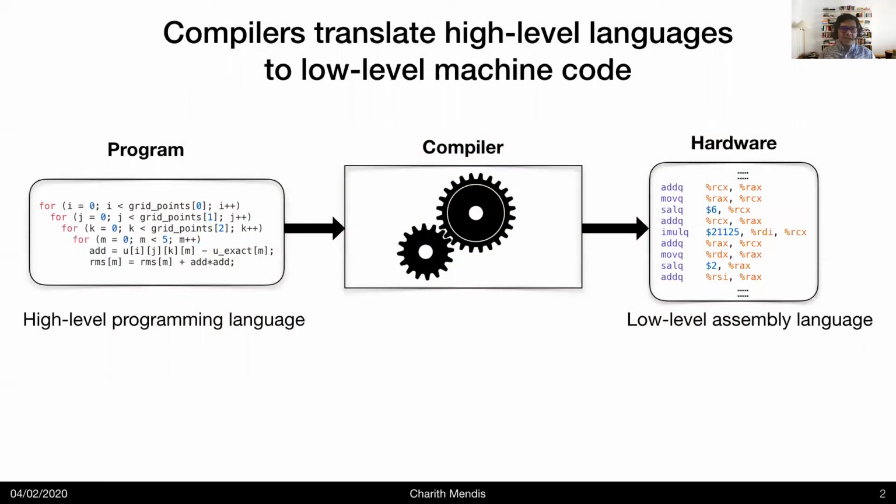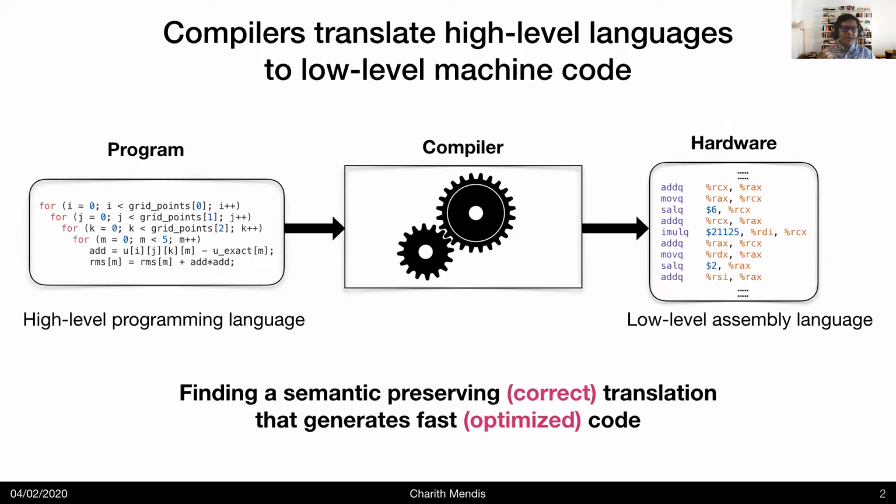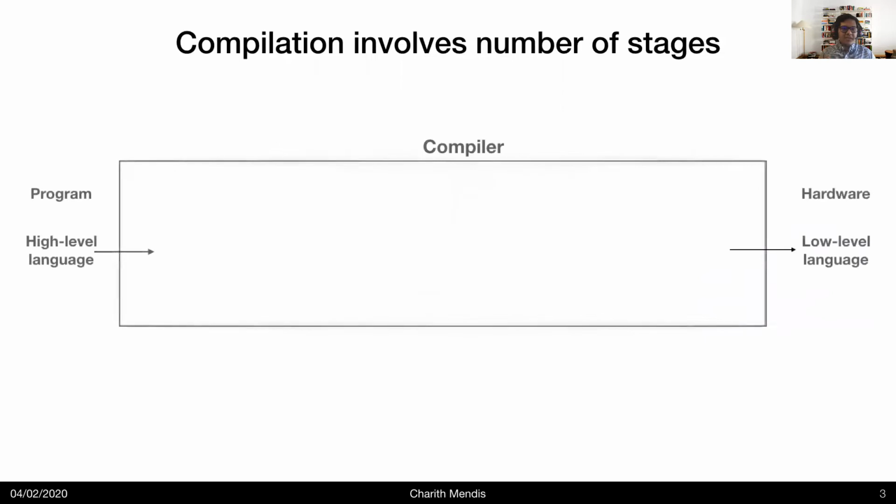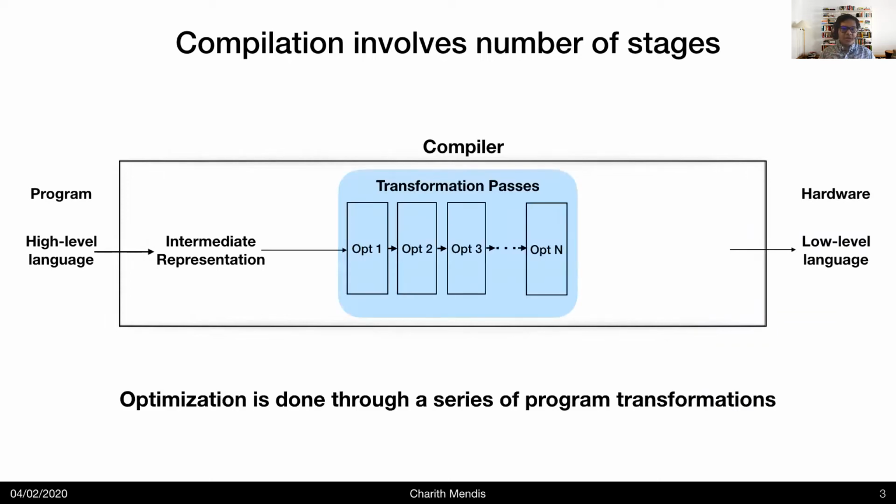Compilers translate high-level language programs to low-level languages which can be directly executed on hardware. And one of the goals of an optimizing compiler is to find one such semantic preserving translation that will also generate fast code. And usually, this is done using a number of different stages. First, the compiler translates the high-level language to an intermediate representation, which is next fed through a number of different transformation passes to arrive at an optimized version of it. And finally, this optimized intermediate representation is lowered down into machine code, which can be directly executed on hardware.